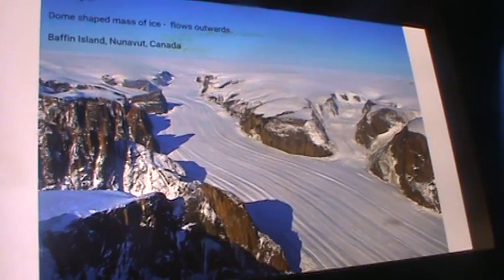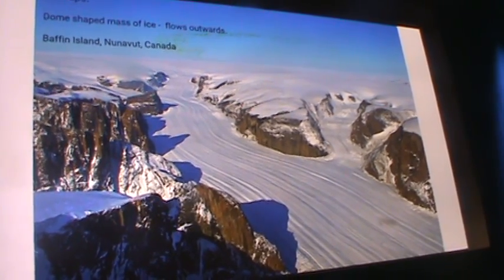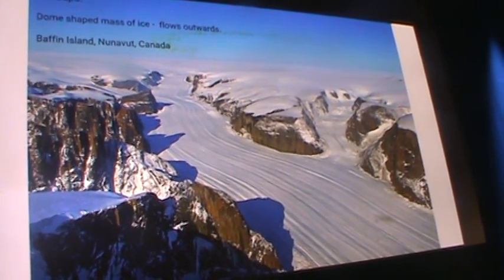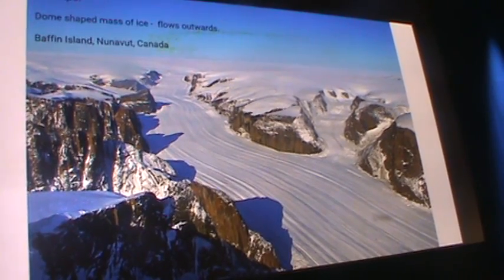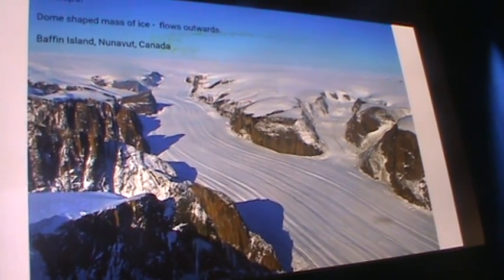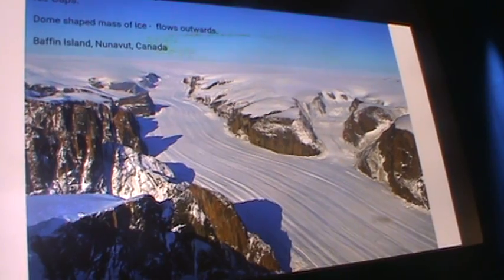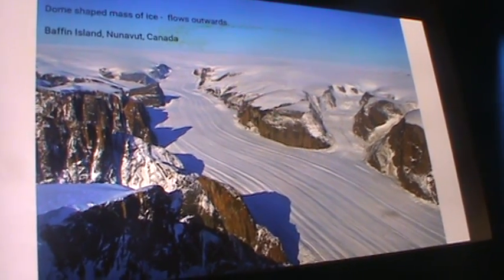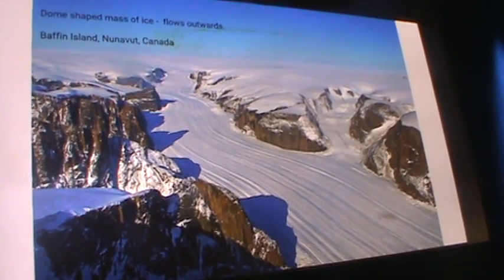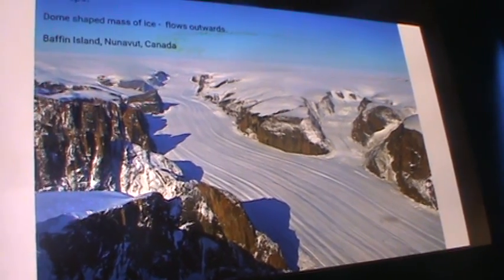And it's coming from the big dome-shaped mass of ice at the top. So this big ice cap on the top of Nunavut. And these glaciers work to kind of drain the ice away. So they let the ice come away back out into the sea.